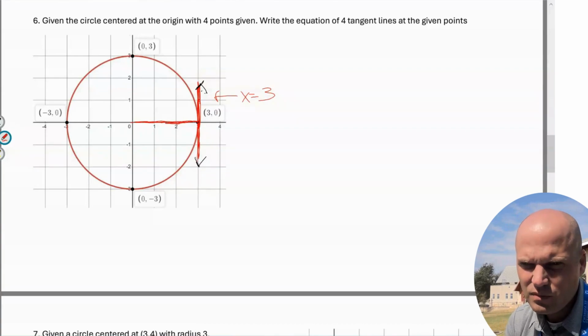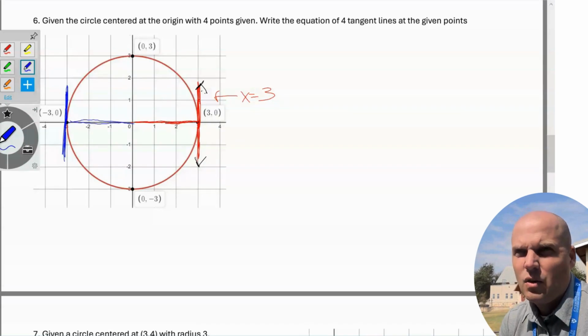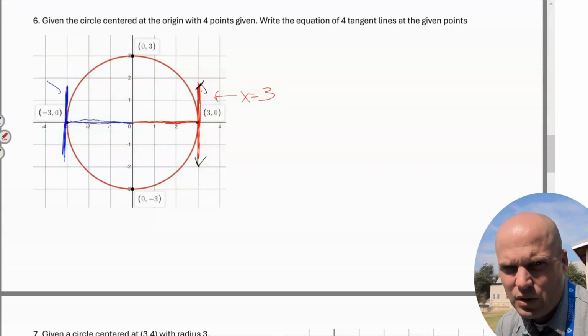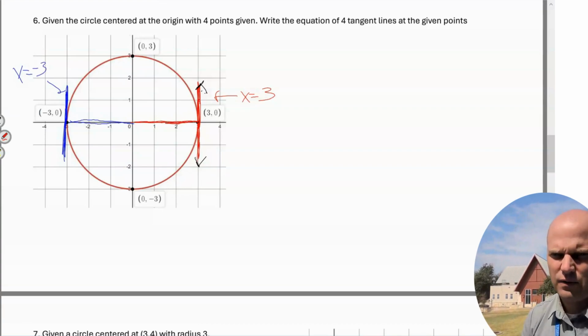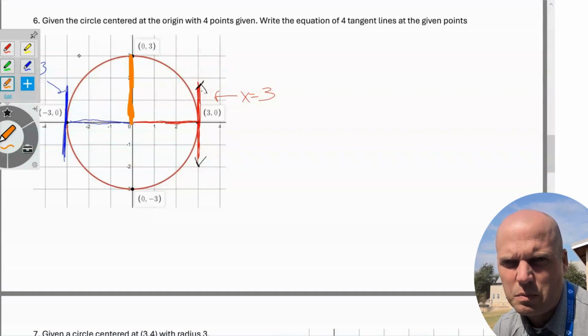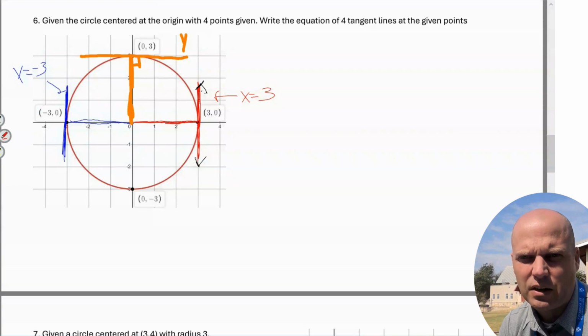If I popped over here, this would be the tangent line, which is perpendicular to this radius. Vertical things, horizontal things create that right angle. This line would be x equals -3 because all of the coordinates would have an x coordinate of -3. If I go up or down, well, here would be the radius. Here would be the tangent. That's perpendicular. Vertical, horizontal creates perpendiculars.